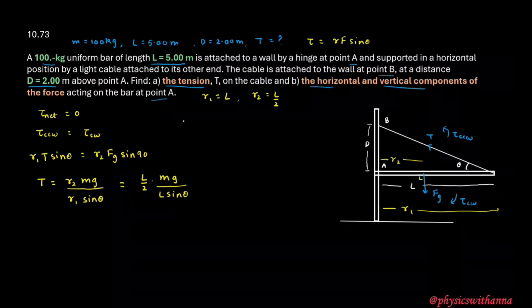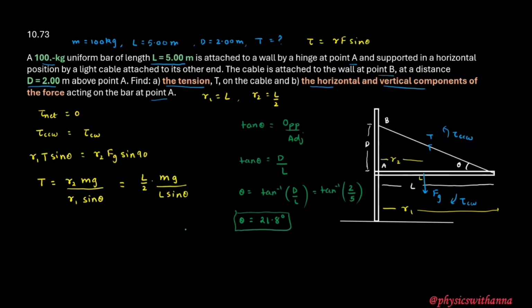Now theta is not given to us, but we have the sides which are opposite to the angle theta and adjacent to it. So to find theta, I can use any of the trigonometric ratio. Since we have the opposite and adjacent side, I'm going to use tan theta. We know tan theta is opposite side over the adjacent side. In our situation, opposite side is D, adjacent side is L. So theta will become equal to tan inverse of D over L. So we write this as tan inverse, D is 2, L is 5, and theta will be equal to 21.8 degree.